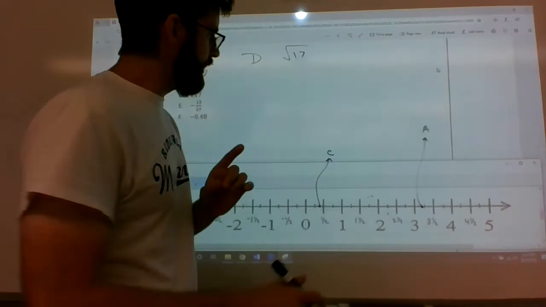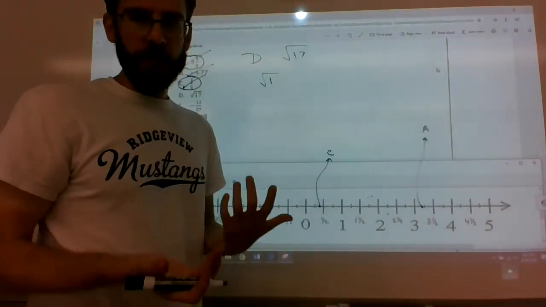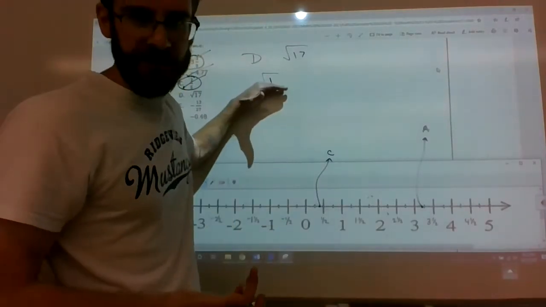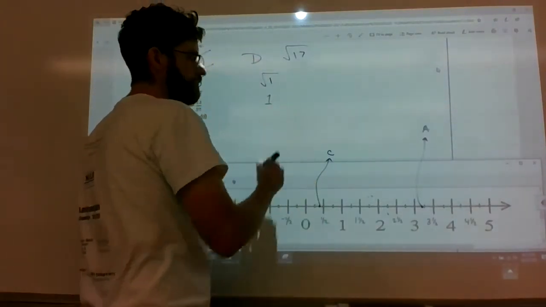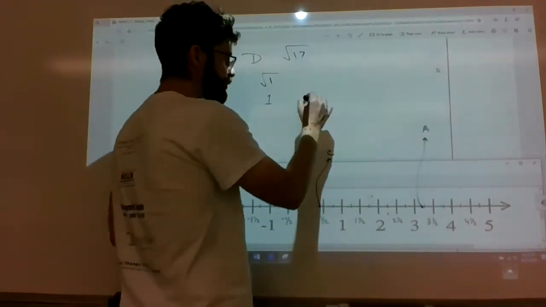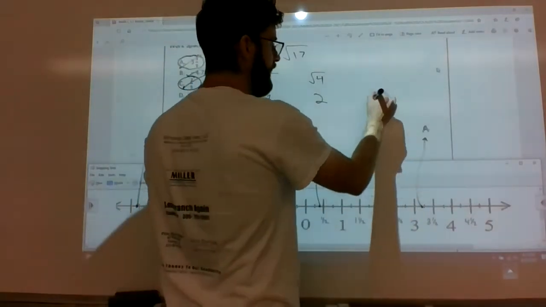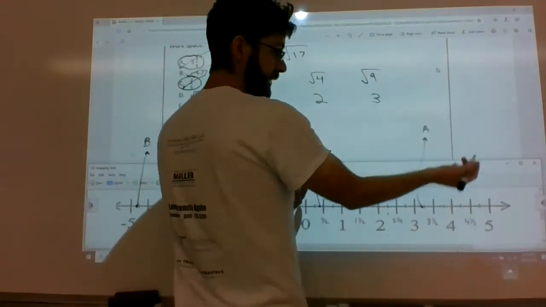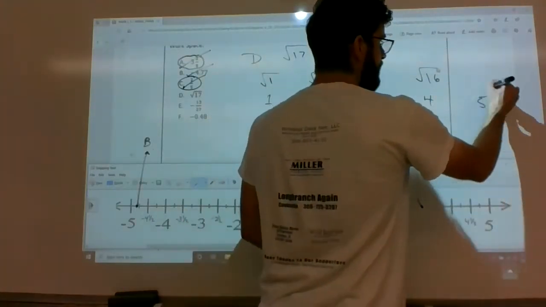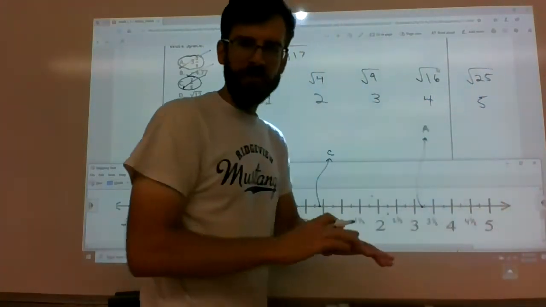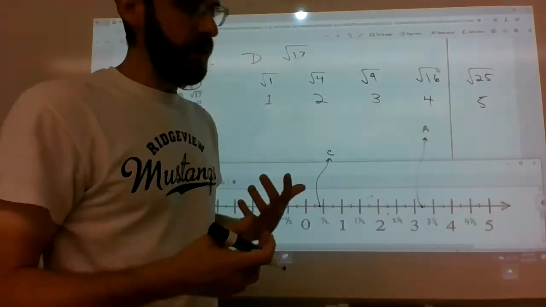1 times 1 is 1. And that's what it means to be a square root. To be a square root, it's what number times itself gives us that root. So it's 1. Yeah? 2 times 2 is 4. 3 times 3 is 9. 4 times 4 is 16. 5 times 5 is 25. And I won't put the whole list of things. I think that gives us a good thing to talk about.